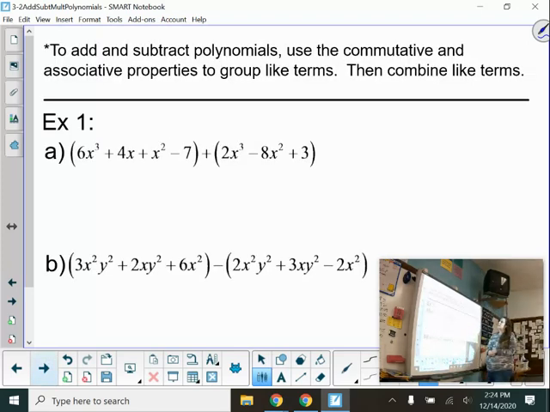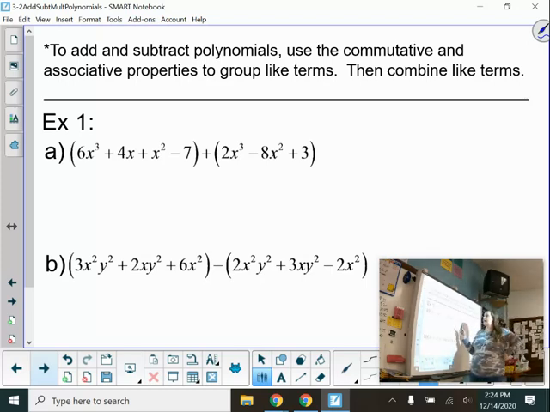So first, to add or subtract polynomials, you want to use the commutative and associative properties to group together your like terms, and then you're going to combine like terms. You do not change the variables, but you do have to match them up so that you are combining variables that have the same letter and the same degree.